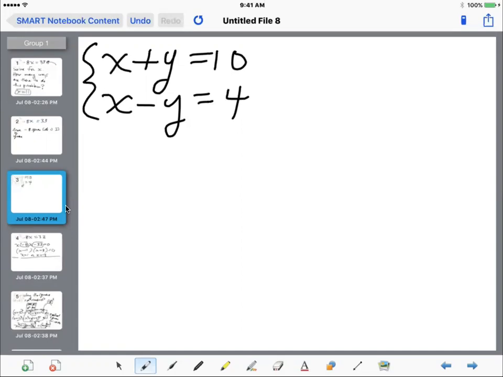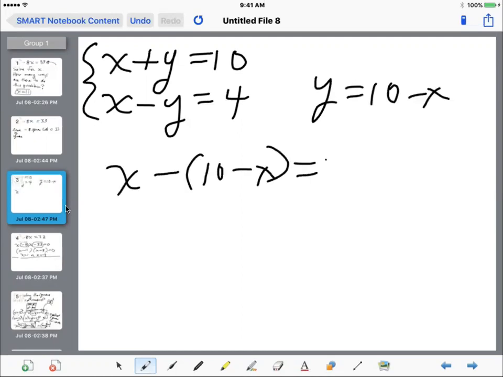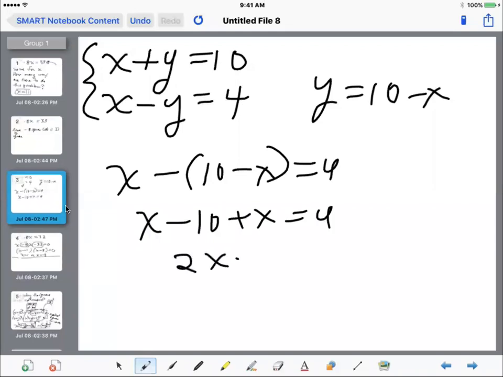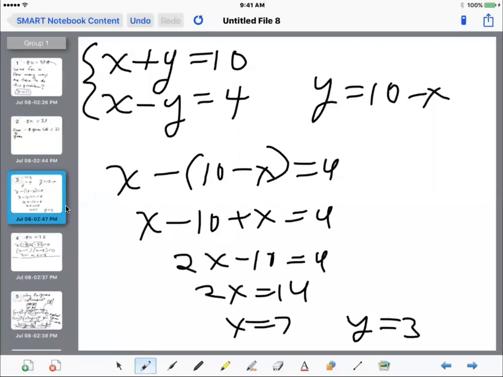So one way is substitution. Substitution is where you would take y is equal to 10 minus x, and then you would substitute: x minus (10 minus x) equals 4, x minus 10 plus x equals 4, 2x minus 10 equals 4, 2x equals 14, x equals 7. That's one way. And then I see also a few people mention the elimination method. And that's going to be our preferred approach.